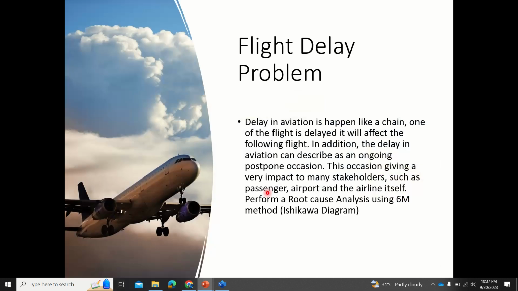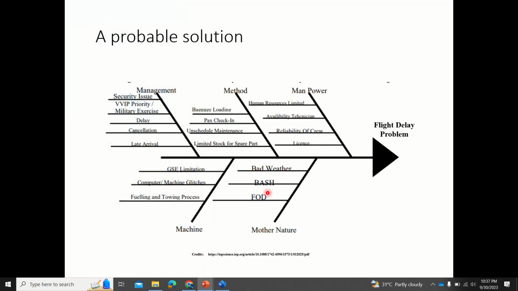Okay, and now another one is the flight delay problem. So this is one small probable solution which you could think of. The ground staff is not okay, so the reliability of the crew is not fine. Bad weather, rain and fog or something like that, and the various methods which they have used, I mean, the baggage loading is slow, and unscheduled maintenance came up, and limited stock of spare parts, and fueling is slow, something like that. Then management issues could be there. I mean, military or VVIP priority came up, and something was delayed, and cancellation, late arrival. So all these are different things.